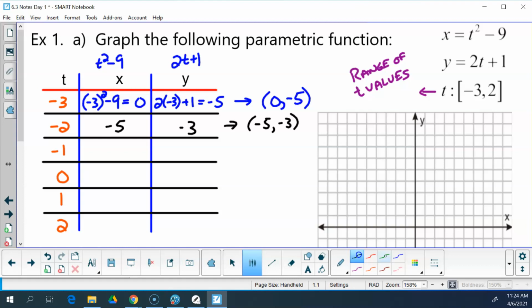-1 squared is 1, minus 9 is -8. -1 times 2 is -2, plus 1 is -1. So that gives me the point (-8, -1).